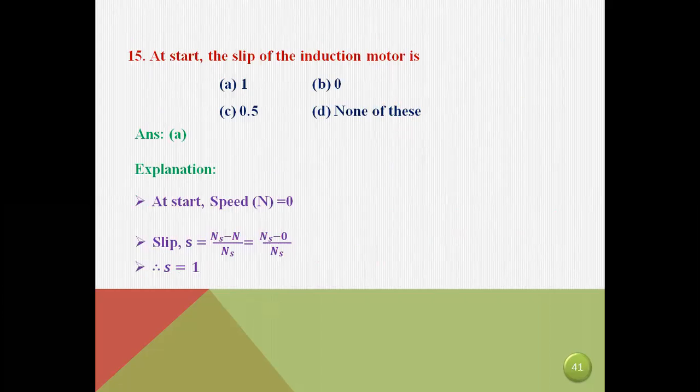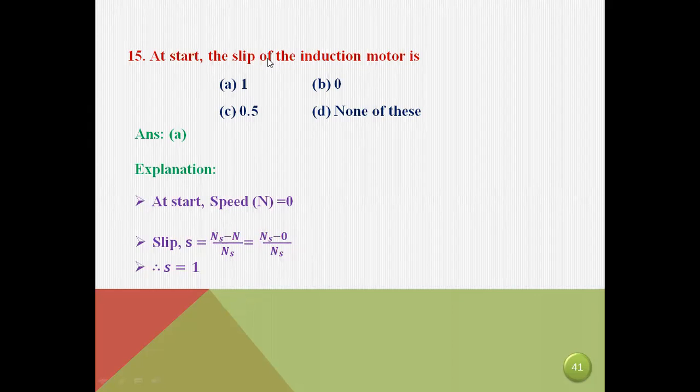Now there is a question: at the start, what is the slip of the induction motor? We have seen we get higher slip at start, and at start the speed of the motor will be 0. If we take N as 0, you get Ns by Ns, so you get slip as 1. So you can say you get slip equal to 1 at start, which is the maximum.